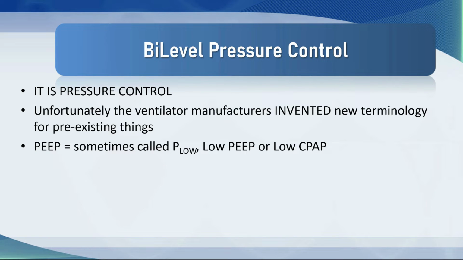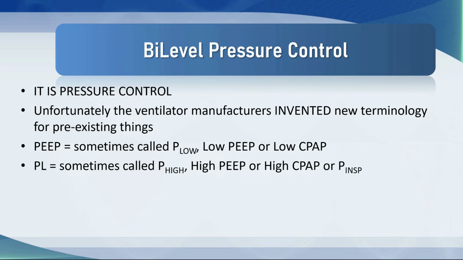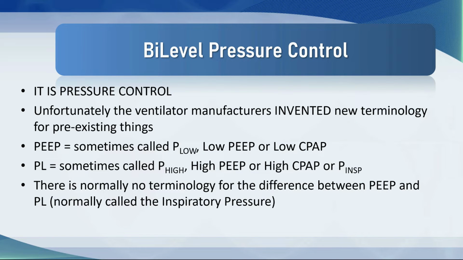So instead of calling it PEEP, they sometimes call it P-low, low PEEP or low CPAP, all of which are okay. Then the pressure limit that we've talked about throughout this course is sometimes called P-high, which I think is okay, or high PEEP, which makes no sense, high CPAP, or P-insp. And more irritatingly, there is normally no terminology for the difference between PEEP and the pressure limit. That's what we normally call the inspiratory pressure. Now, I pointed out when I talked about pressure control that Draeger really don't do this.